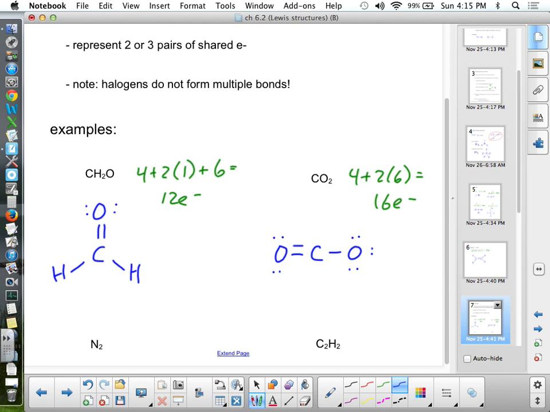So what do I have to do? Absolutely right. I have to do it one more time. Erase a pair of electrons from the oxygen on the right, move it over, and form a carbon-oxygen double bond. So in fact, carbon dioxide exists with 2 carbon-oxygen double bonds.